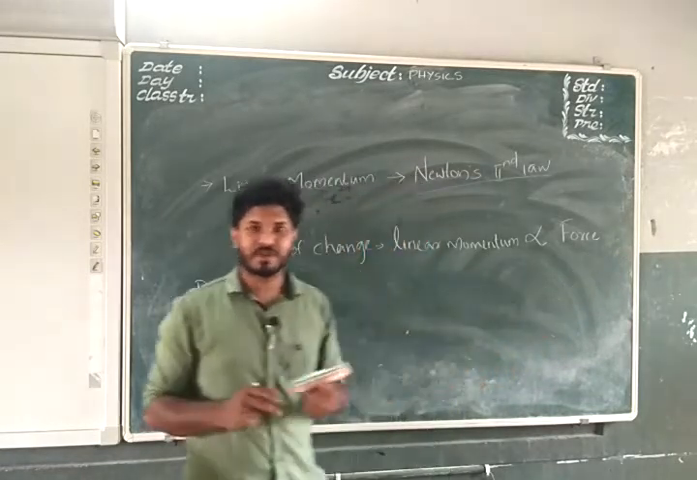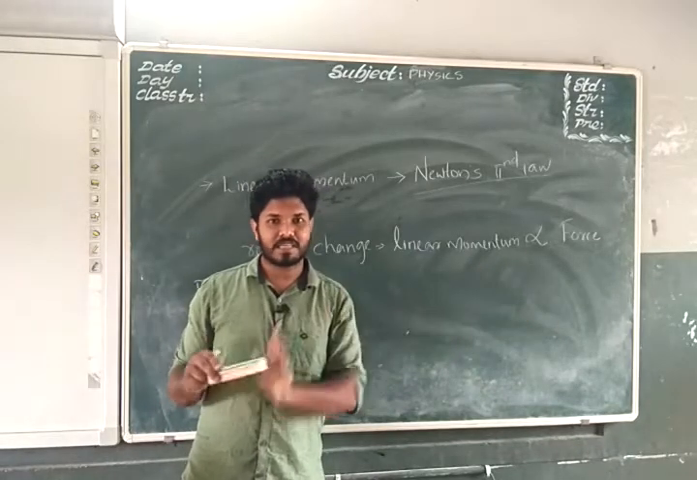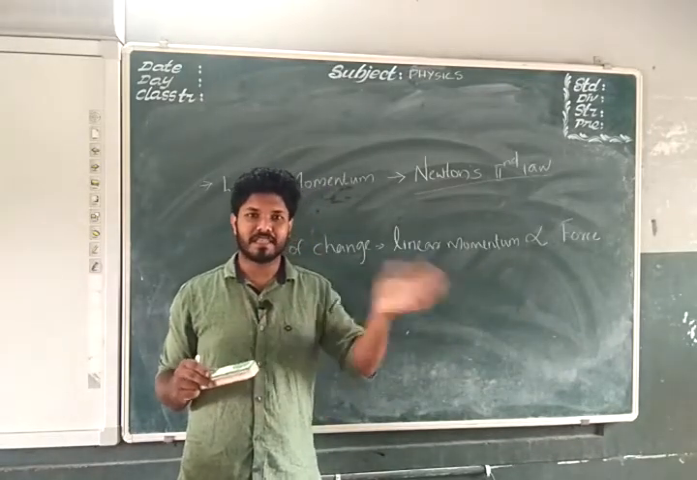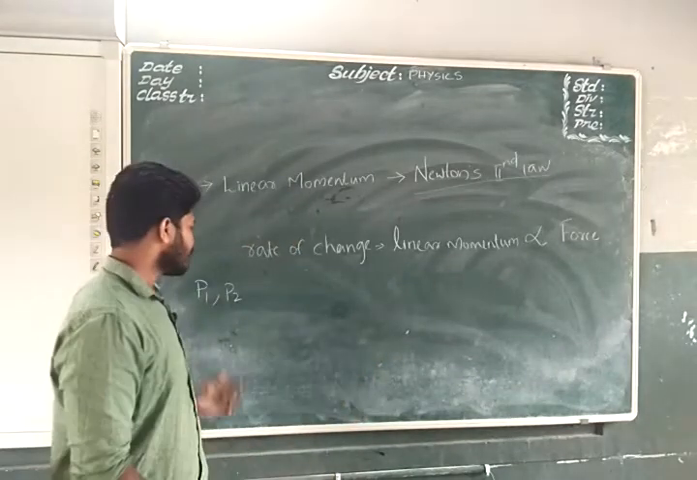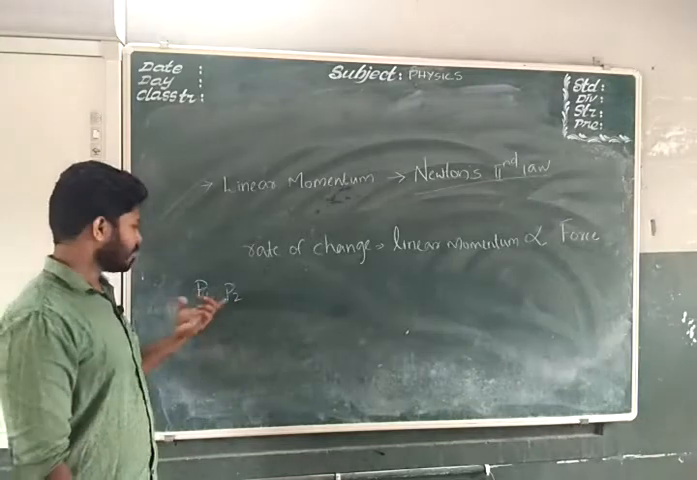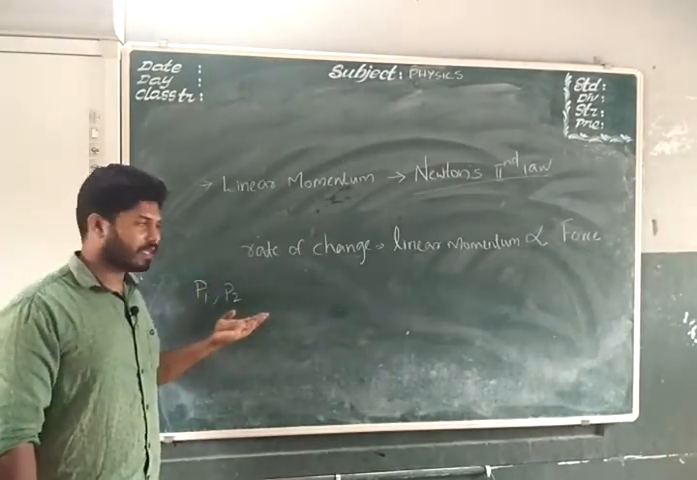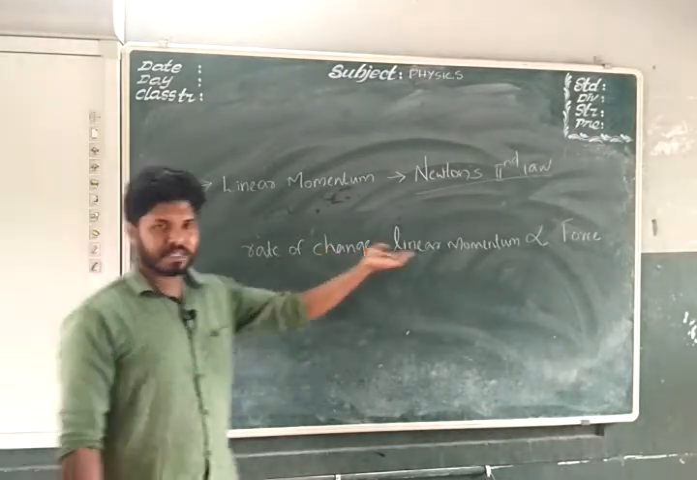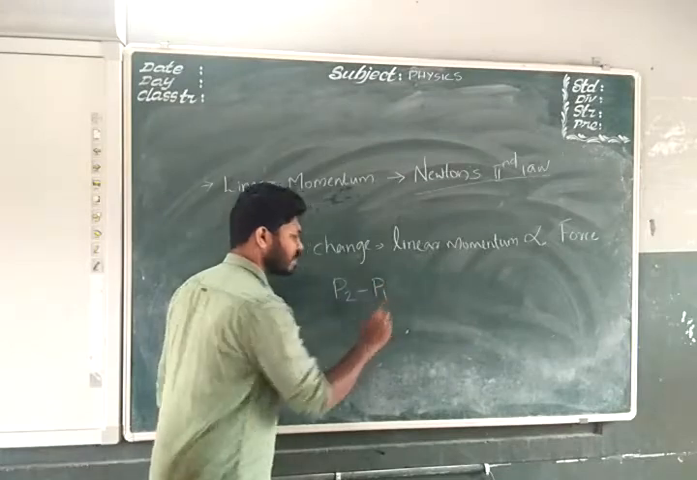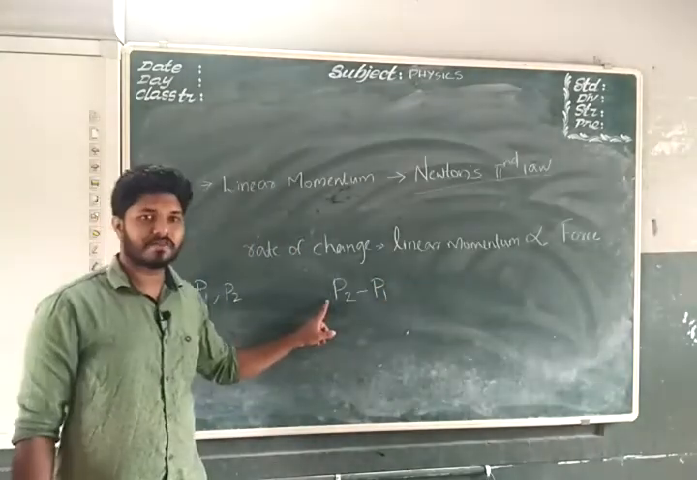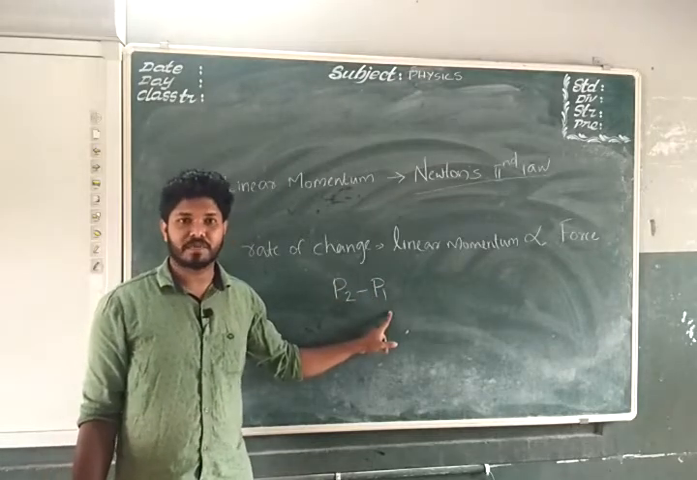Isn't it? So there is an increase. It's 10. Initially it was 5. So the change in linear momentum is 5. Isn't it? 10 minus 5. Such like that. If there are two momentums, that is initial momentum and final momentum, the change in linear momentum will be p2 minus p1. Once more, p2 is the final linear momentum and p1 is the initial linear momentum.